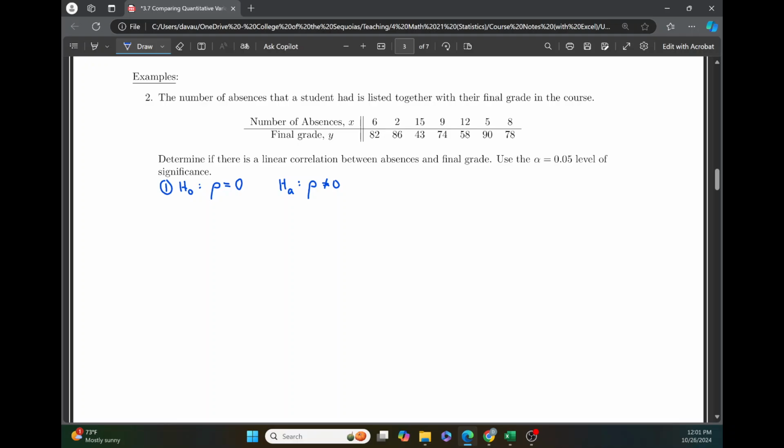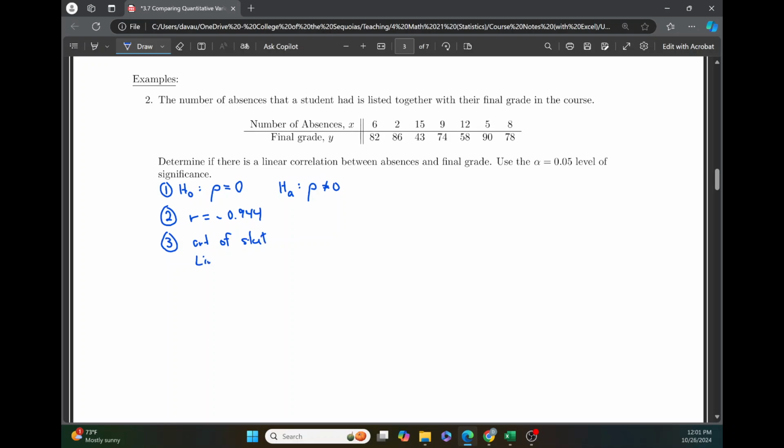The sample evidence that we have in favor of the alternative hypothesis was that sample correlation coefficient that we computed in example 1, right? We got r equals negative 0.944, which seems to suggest a pretty strong correlation. The only way to know for sure if that's strong enough is to compute the p-value. So we're going to go to Art of Stat, and we're going to run a linear regression test.